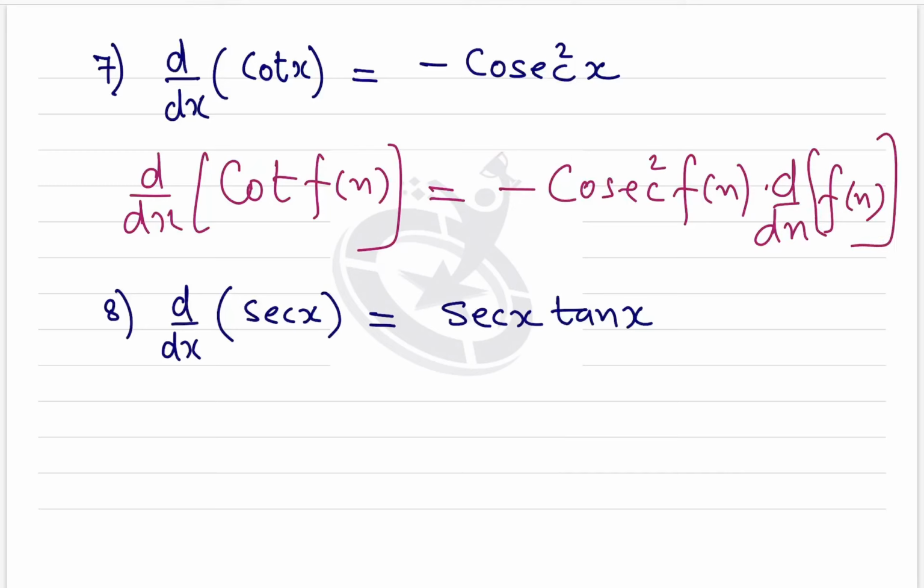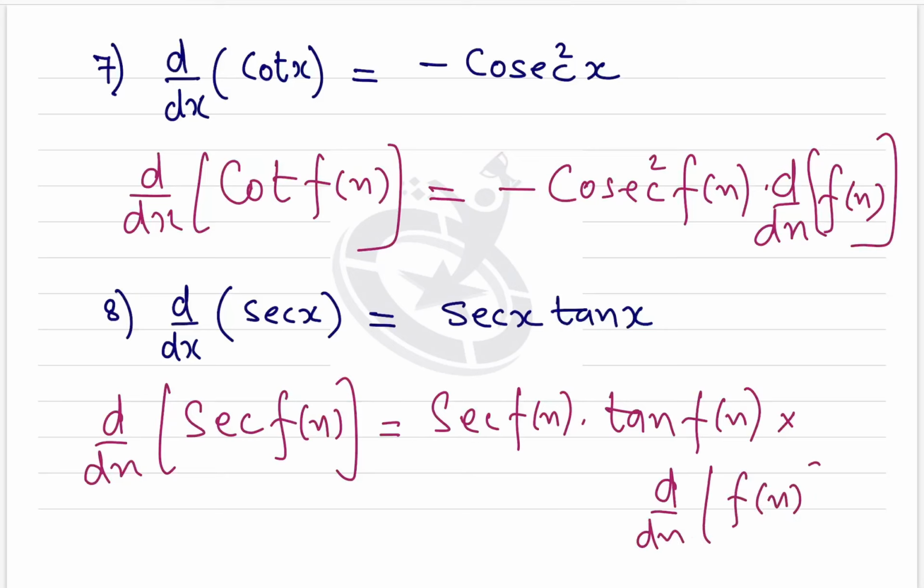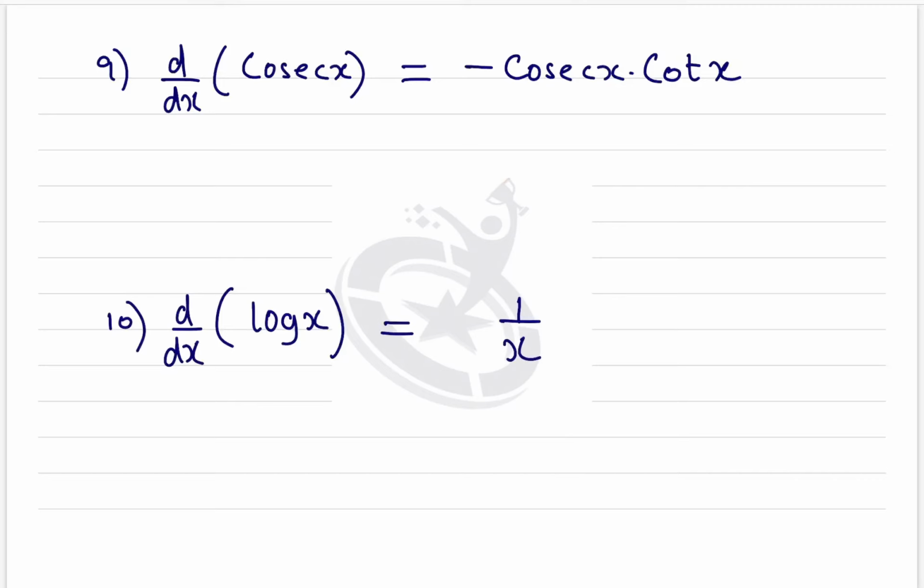The derivative of sec x is sec x into tan x. So the derivative of sec f of x will be sec f of x into tan f of x into the derivative of f of x. Clear? The next formula was cosec x.